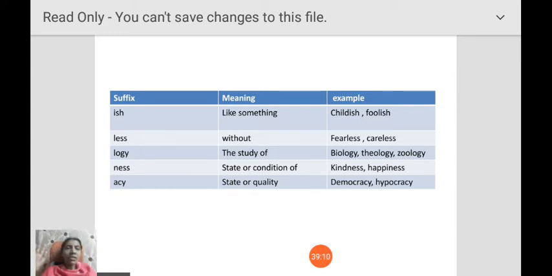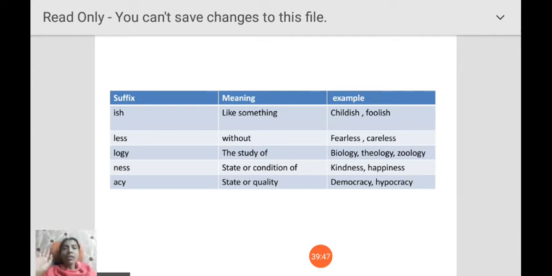Now next is acy. It is the state or quality. That is democracy. It's a state of being democratic. That's why it is democracy. Hypocrisy. State of being a hypocrite. So that's why it is hypocrisy. So here these are some words.